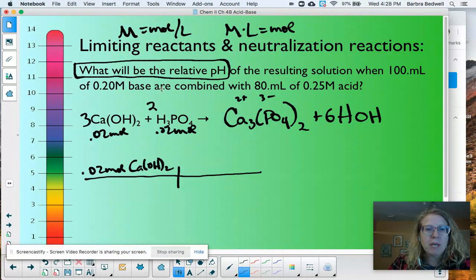Okay, relative pH. By this, all we're saying is, well, what do we have left over? Is it going to be acidic, basic, or neutral? That's what we want to know. So what are we going to have left over? I'm going to go towards a product, towards this one, just because it'll make my life easier to see which one it is.